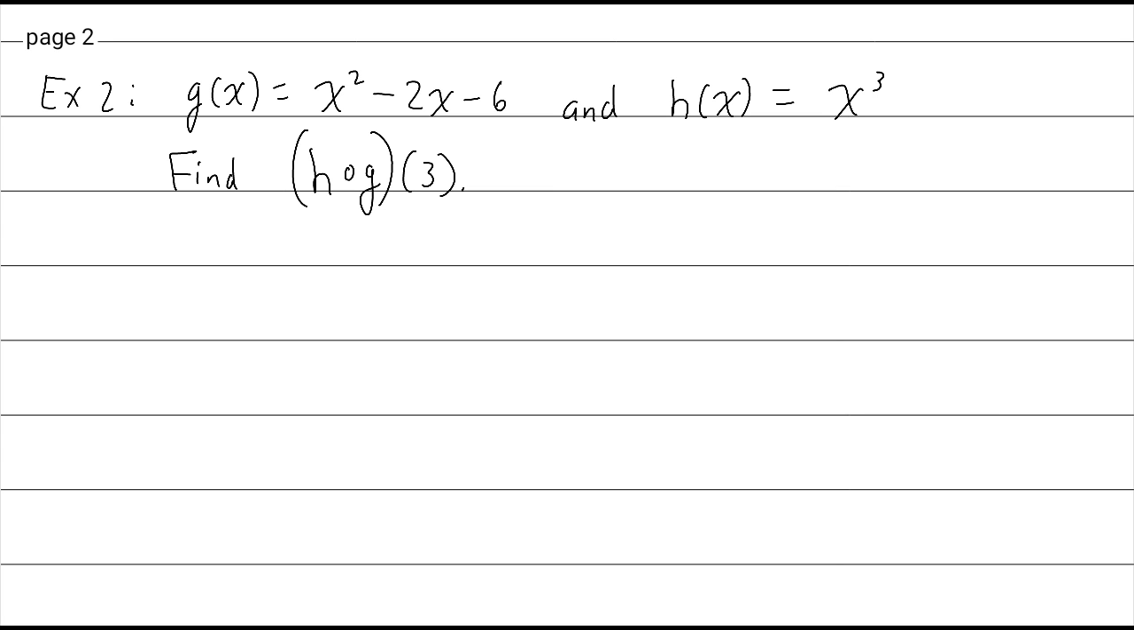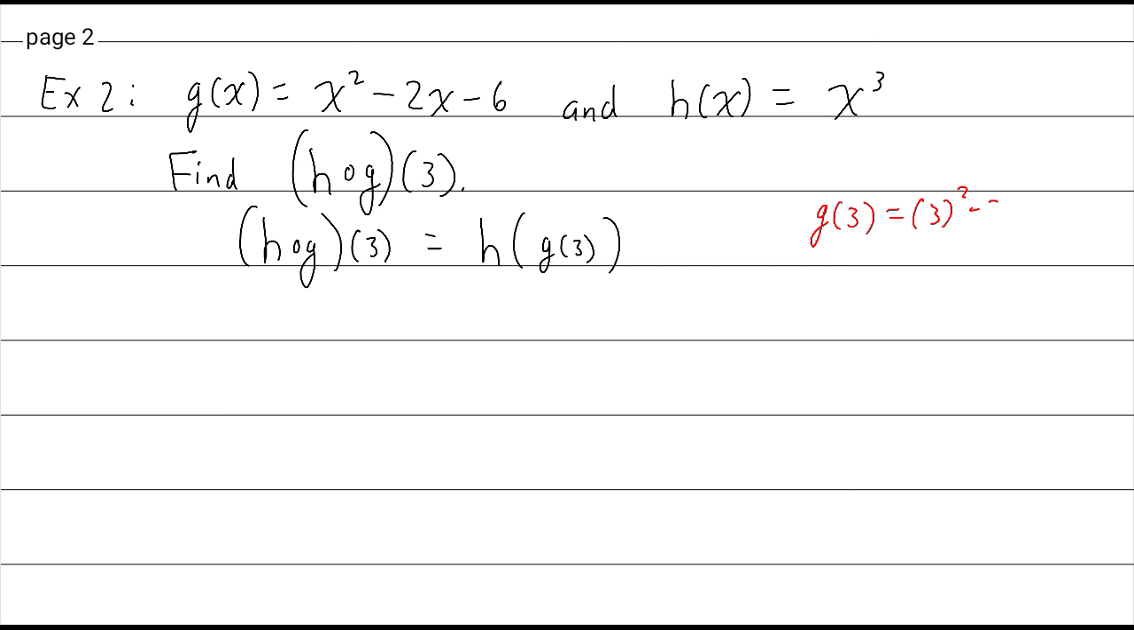This is a case where it'd just be easier to say, okay, h of g of 3 is the same thing as h with g of 3 plugged in. So off to the side somewhere, I can find g of 3. That's 3 squared minus 2 times 3 minus 6. 9 minus 6 minus 6. Negative 3.